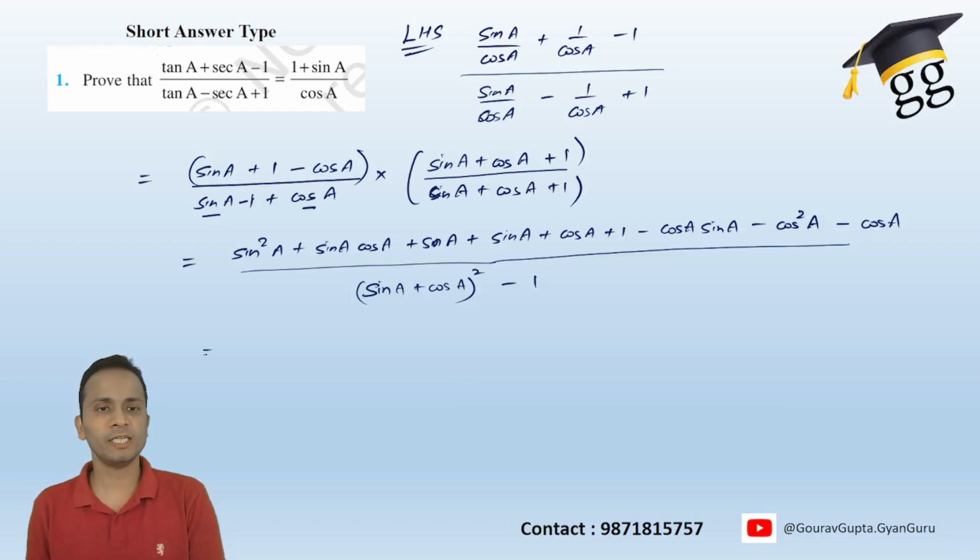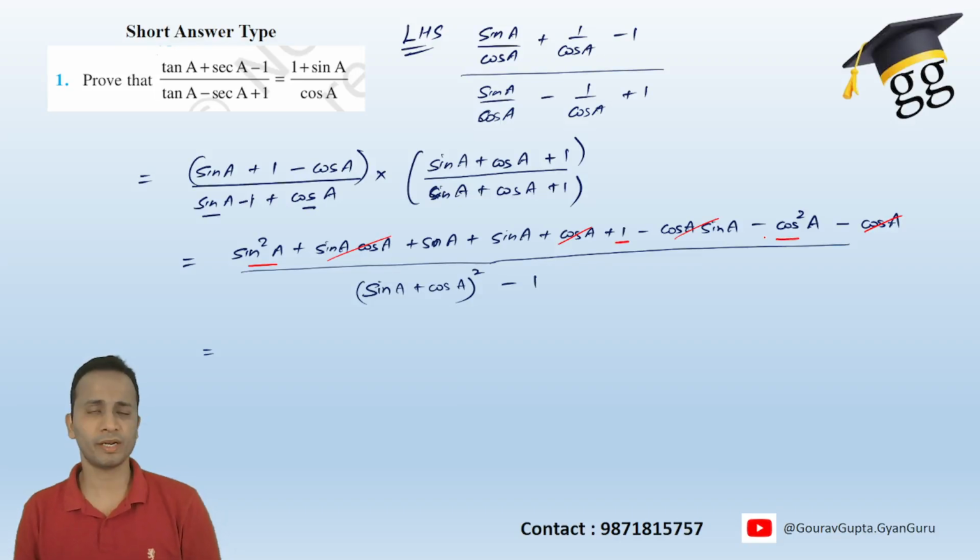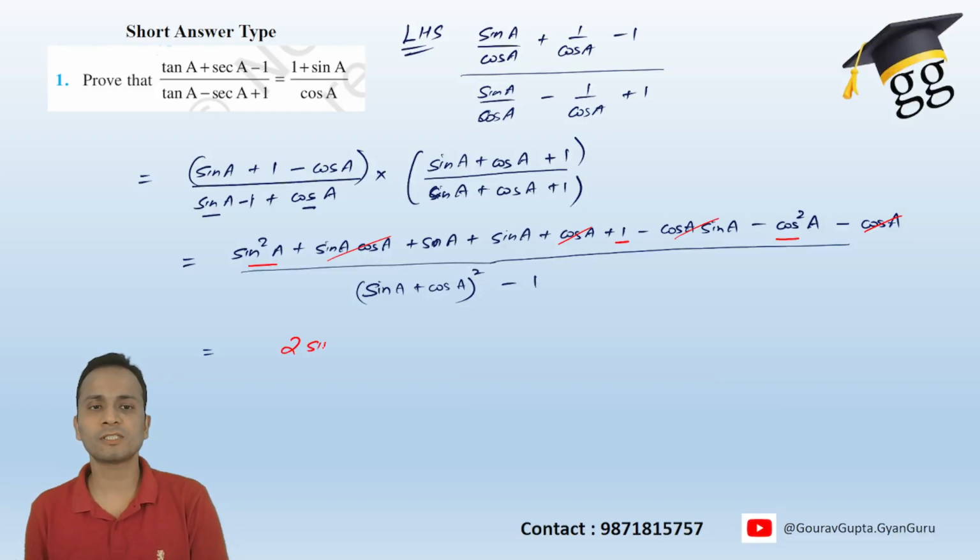All right. Now let's simplify the numerator. Let's see what all things can be cancelled. Sine A cos A is the first thing that I can see which will get cancelled. Then cos A will also get cancelled, cos A minus cos A. Now I have sine square A, and you can combine these two, 1 minus cos square A. 1 minus cos square A will become sine square A. So I will have 2 sine square A in the numerator, and then sine A plus sine A will be 2 sine A. All right, so the numerator is simplified.